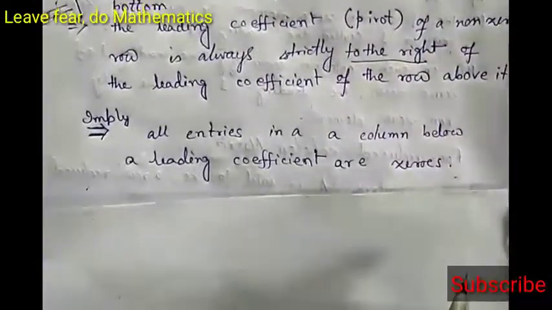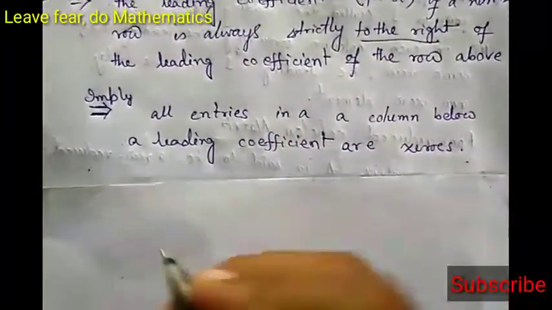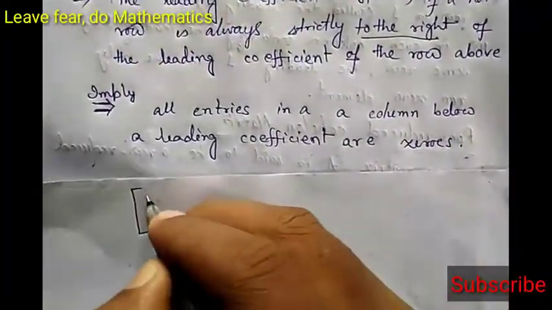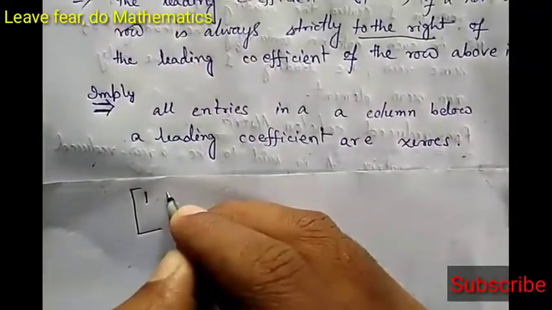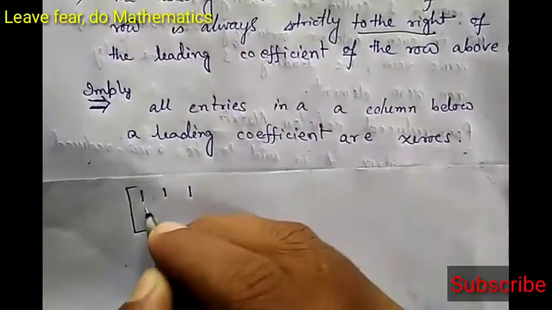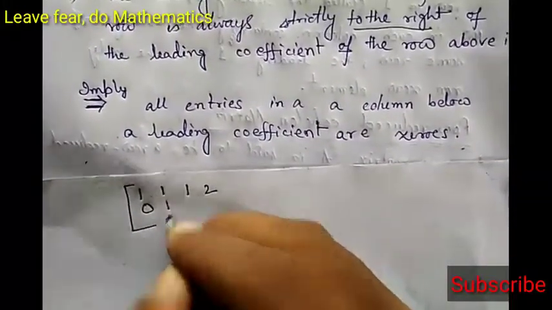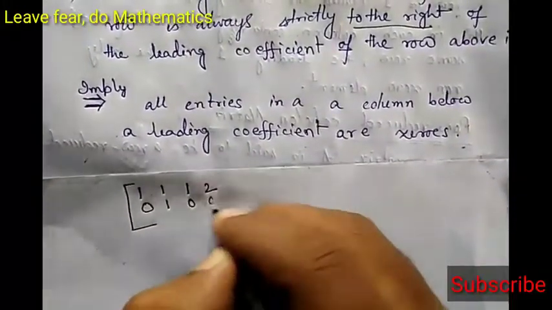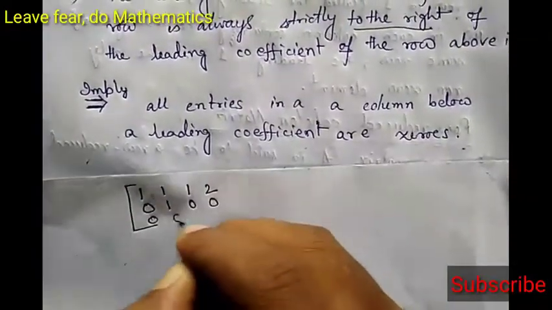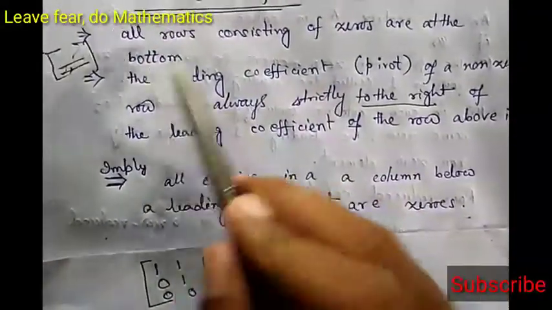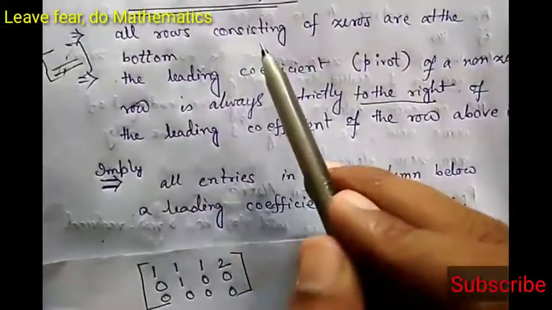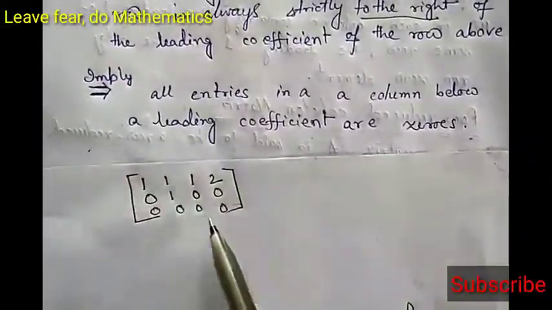So let us take some example. Suppose this is a matrix: 1 1 1 2, then 0 1 0 0, then 0 0 0 0. Okay, so let us take the first. Let us check the conditions. All rows consisting of zeros are at the bottom. Look, this is the zero row, and it is at the bottom.